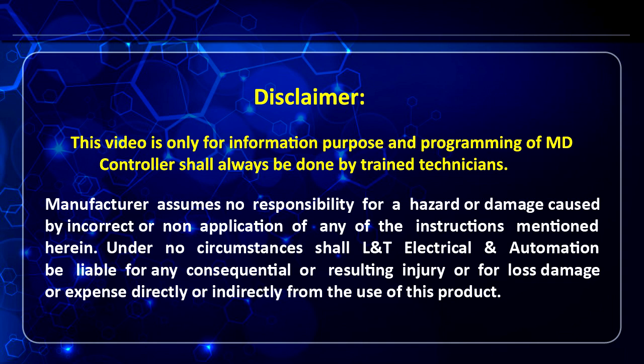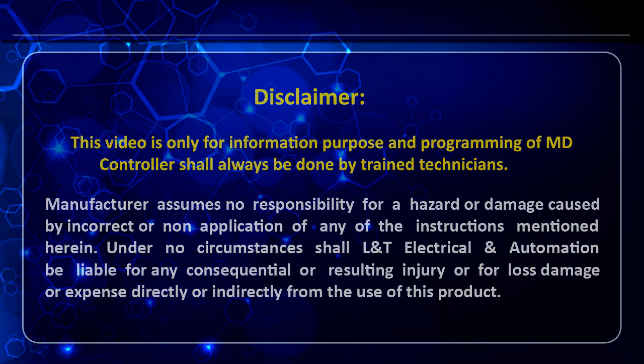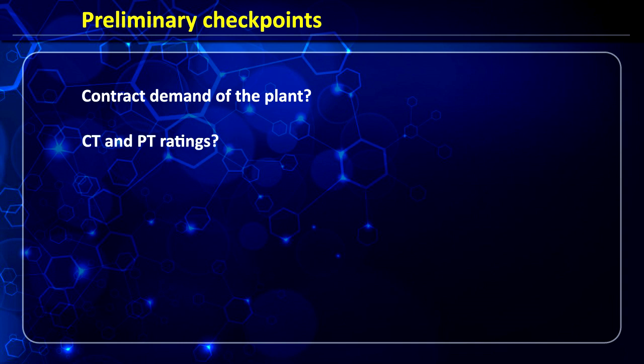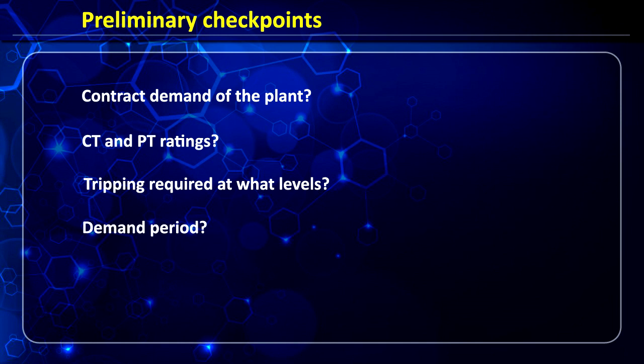Now before we begin, some of the preliminary checkpoints that we would like to always know before we go ahead with the programming are: first, the contract demand of the plant, what are the CT and the PT ratings given to the meter, at what levels we require tripping, and what is the demand period. In India, we have either 15-minute or a 30-minute demand period.